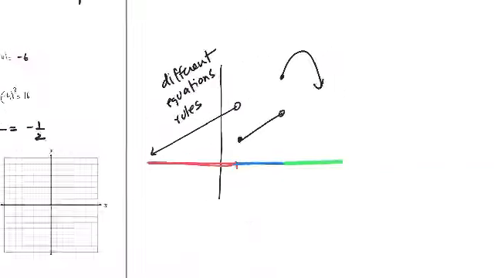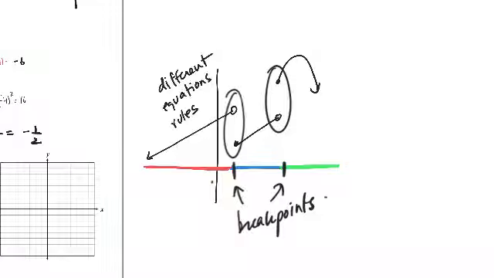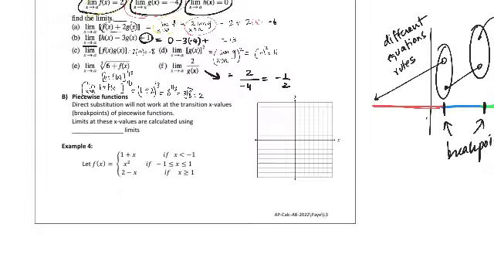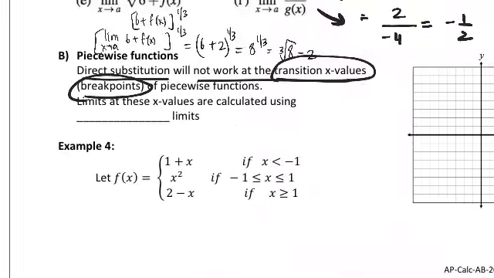And you can see that what happens here is you can create a bunch of breaks, right? Here's a break, and here's a break. We call the x values where those happen breakpoints, right? And at the breakpoints is where there's a lot of interesting limit questions, because the limits from the two sides are different. So that's why we spend time on these functions. Direct substitution does not work at the transition values or the breakpoints of piecewise functions, so limits at these breakpoints are going to be calculated using one-sided limits, okay?